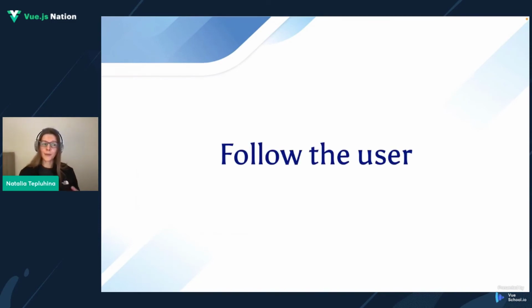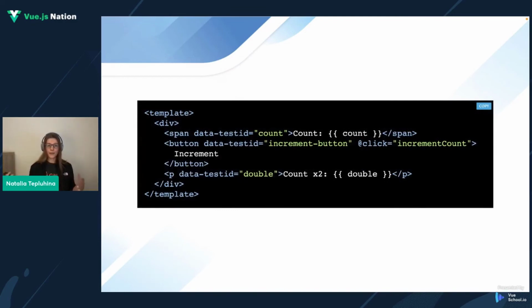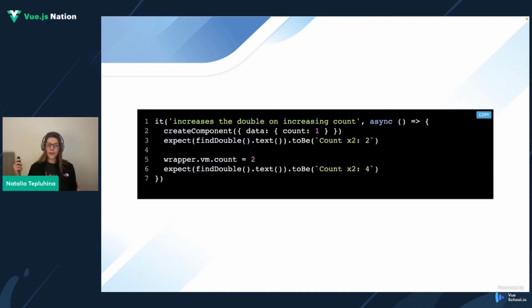Next step that kind of goes from the previous one is following the user. What is following the user in your tests? Let's come back to our template. So here is our familiar counter, button, and computed for double. And then we want to check that whenever we increase the count, we make sure that we increase the double. So we are creating the component, checking the text is correct, and then we go with wrapper.vm count to, because we want to change the data, right? No.